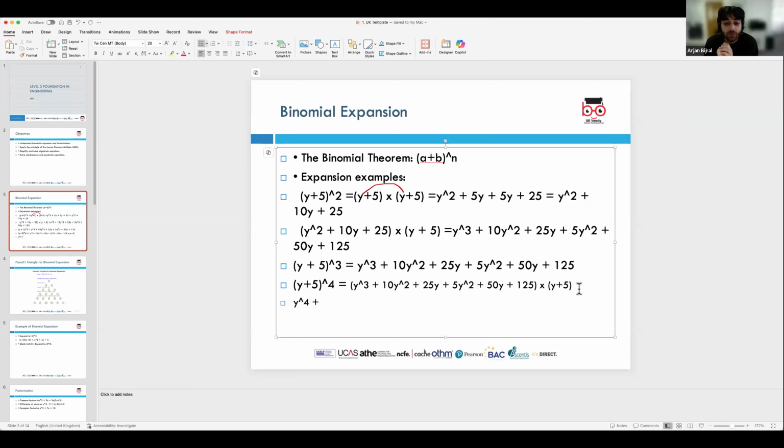Ooh, close. It's definitely 10y. What's the power though? Because if I'm timesing y by y squared, it'll be cubed. Absolutely, perfect. Yes, it would be. So then same thing, 25y by y now. So that would be 25y squared. Absolutely.